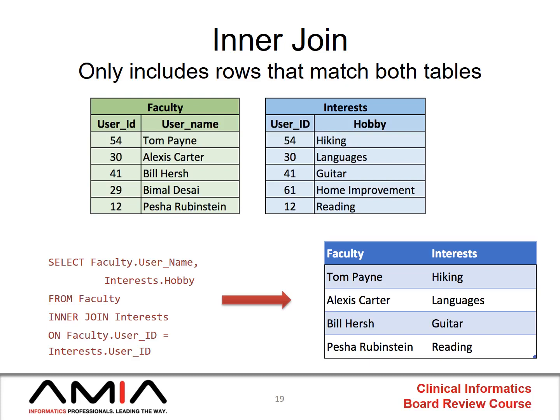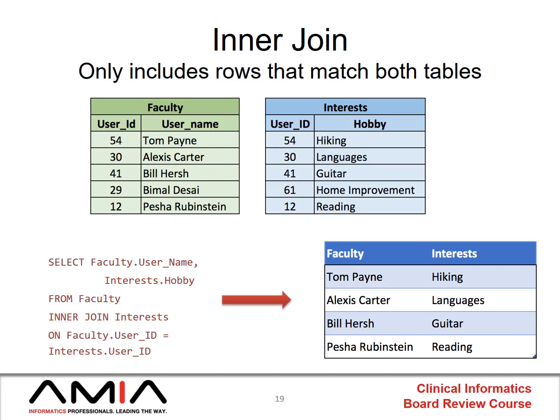Alexis Carter, user ID 30, likes languages. Bill Hirsch, user ID 41, likes to play guitar. Apparently, I have no interests. There's no 29 in the right table. And Pesha likes to read. Conversely, there is a hobby for home improvement that links to a user 61 who's not present in our faculty table. So we have a faculty member who doesn't have an interest and an interest that lacks a faculty member.